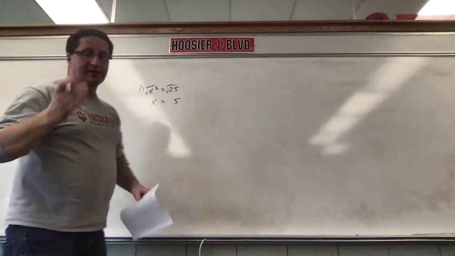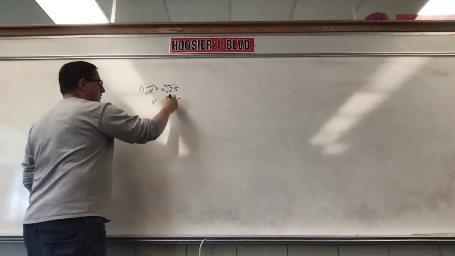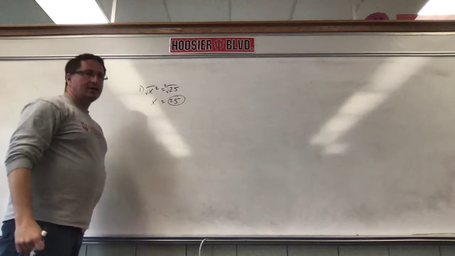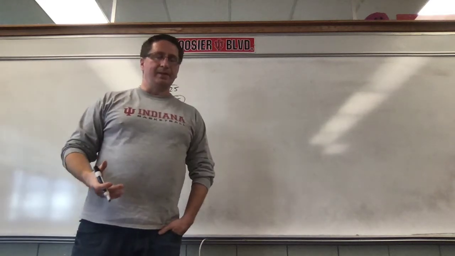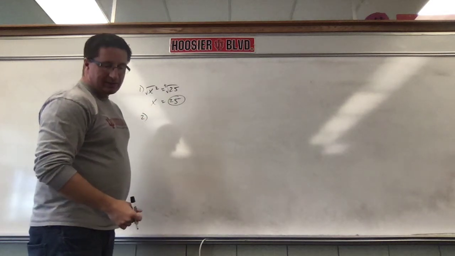A lot of students will say 5 and be done with it. You're only half right. You've got to remember to put the plus or minus symbol. So it's not 5, it's plus or minus 5. Don't forget that. That's a real simple mistake. Simple to do, but also simple to make the mistake on.